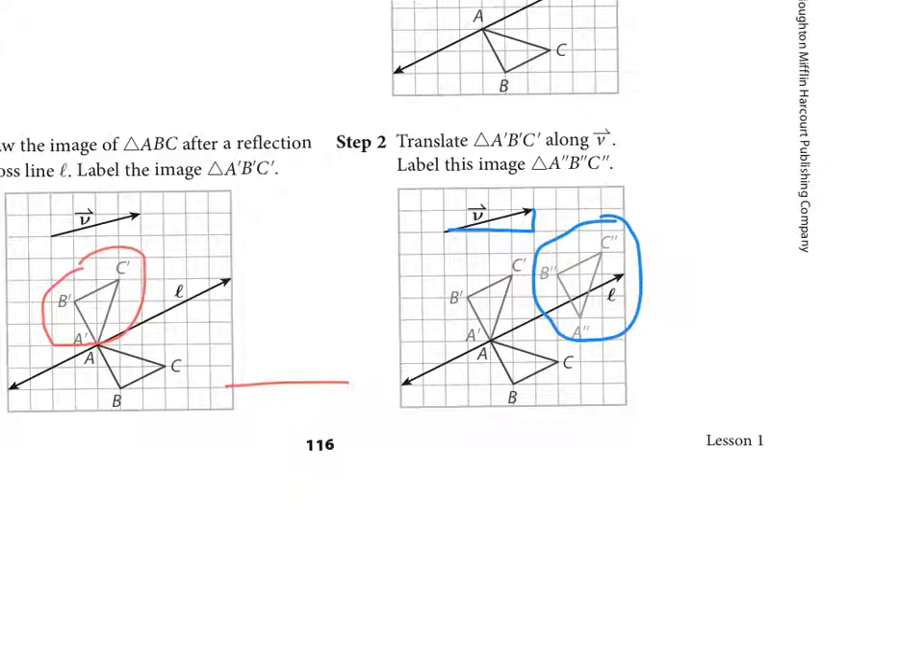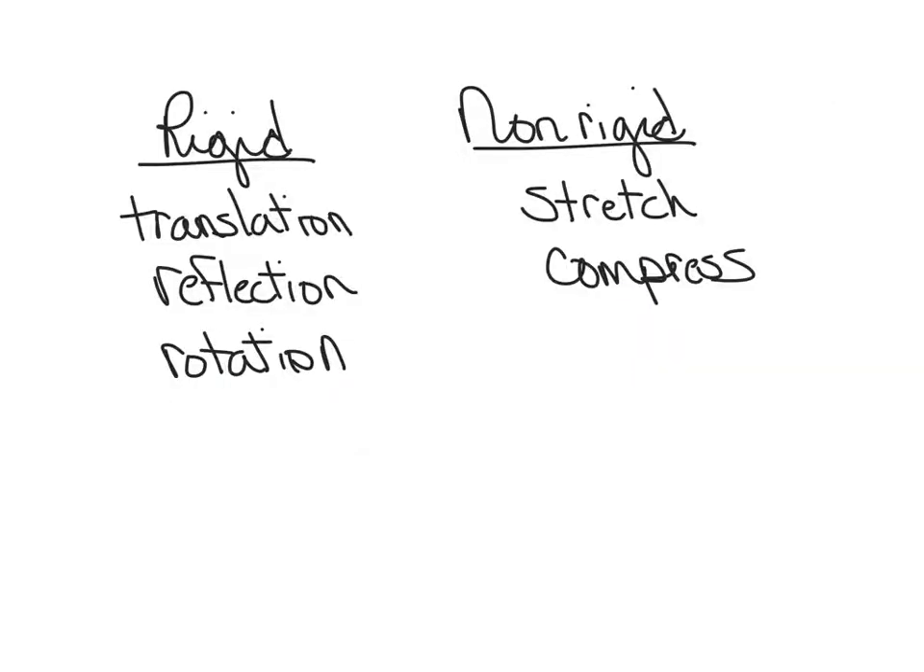So if you turn the page, now we're moving on to 3.1, which is just making you think about what happens when you have a sequence of transformations. And remember, we have two different kinds of transformations. They are rigid and non-rigid. Rigid would be translations, reflections, and rotations, and non-rigid would be stretching and compressing. So if you look on page 116, that's where we're going to look.